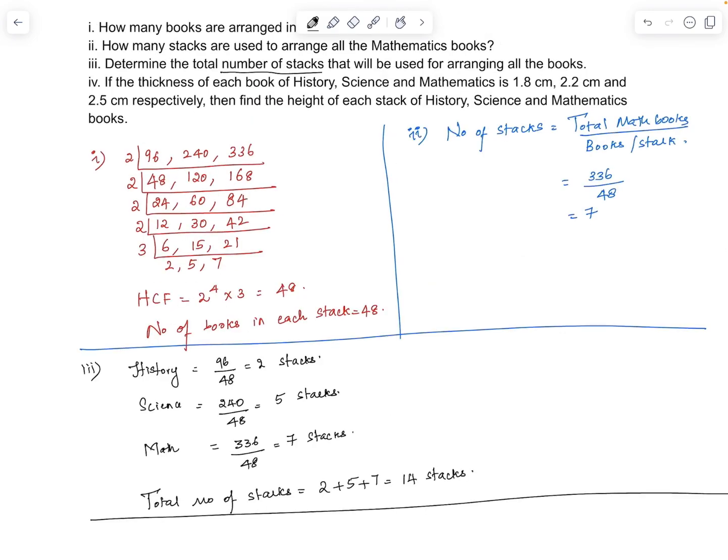Question number 4. If the thickness of each book of history, science and mathematics is 1.8 centimeter, 2.2 centimeter and 2.5 centimeter respectively, then find the height of each stack of history, science and mathematics books.